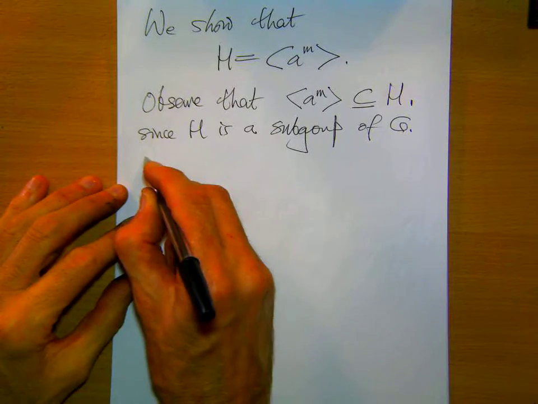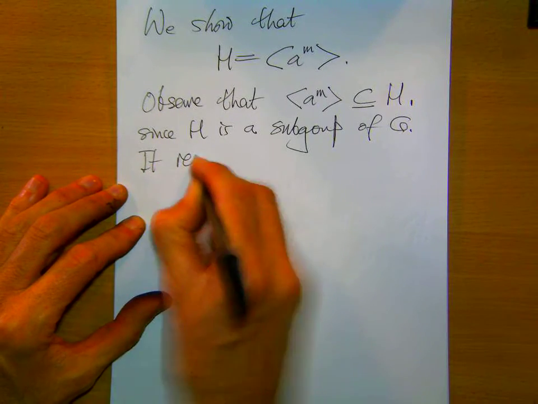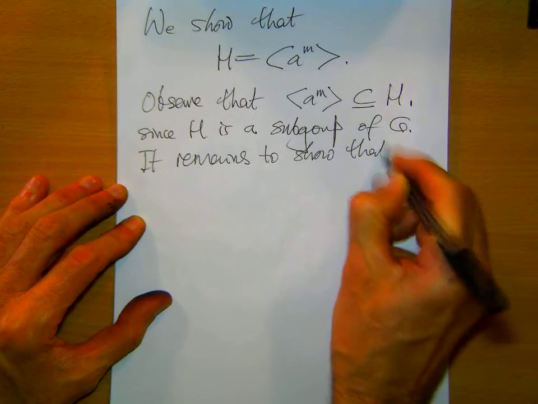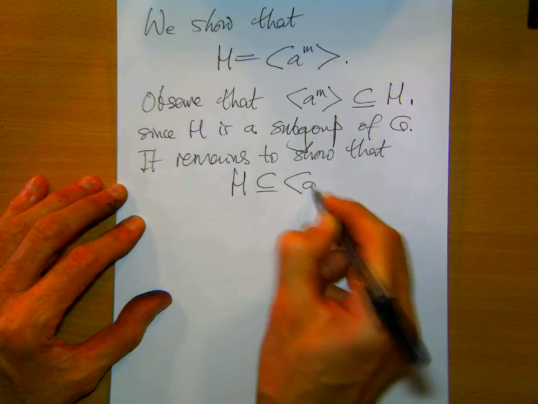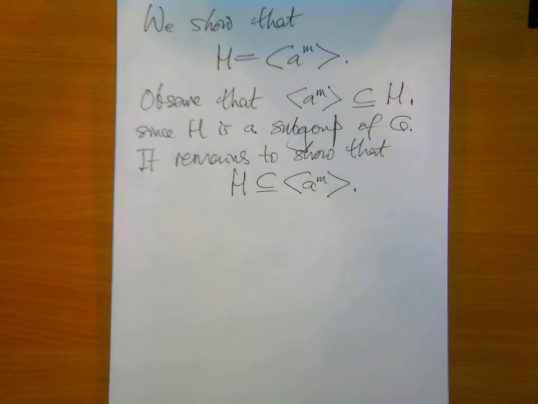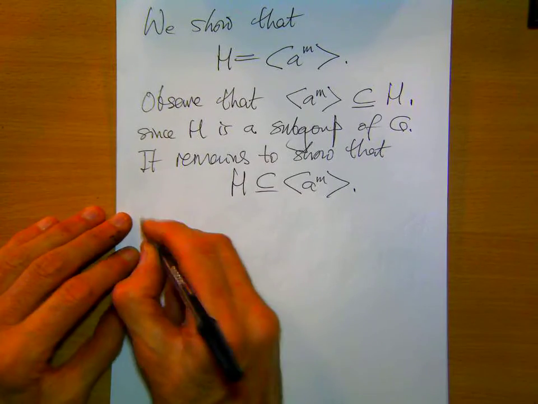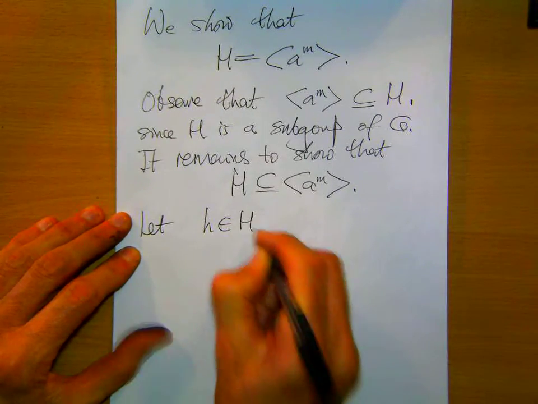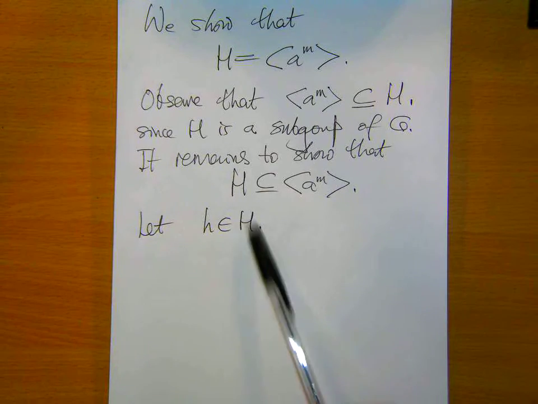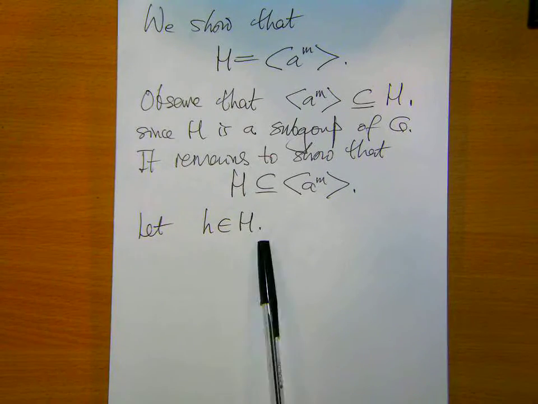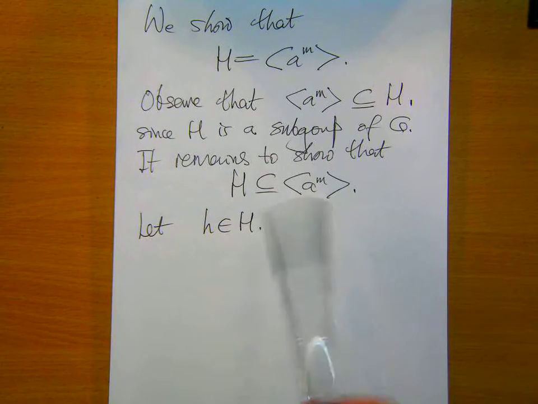so it remains to show the other way, that H is a subset of the cyclic group generated by a to the m, and then we'll have equality. So let h be in H. What I want to do is show that every element of big H is also in the group generated by a to the m. So I'm going to take a typical element of big H, call it little h, and I want to show that little h is in the group generated by a to the m.